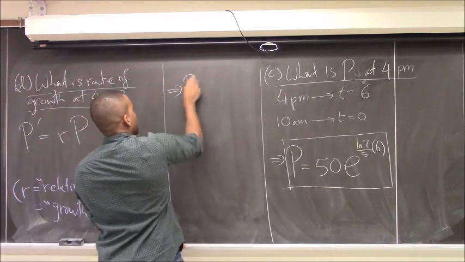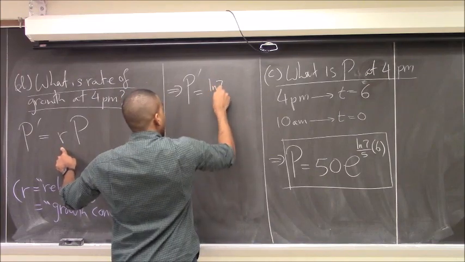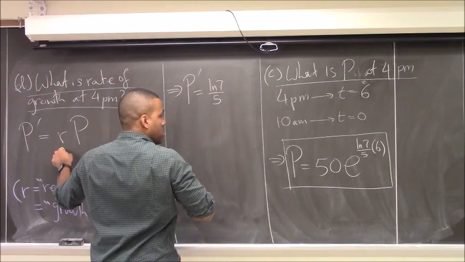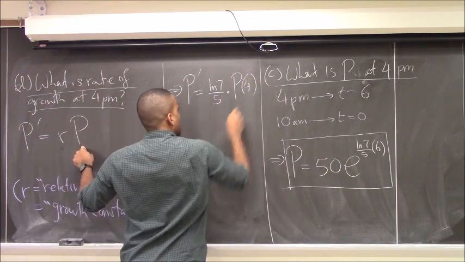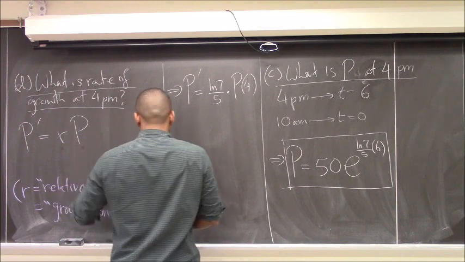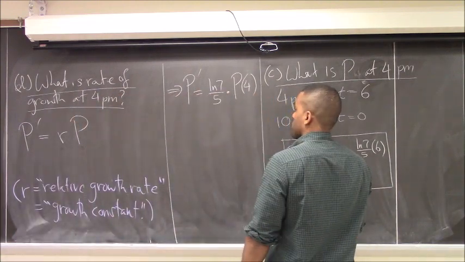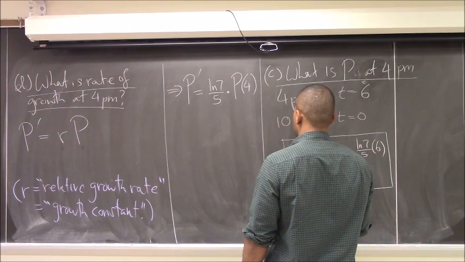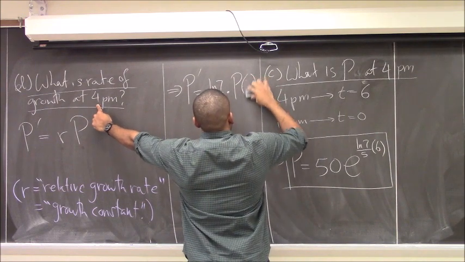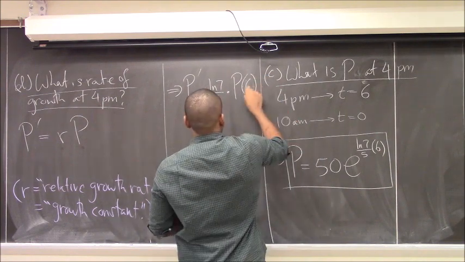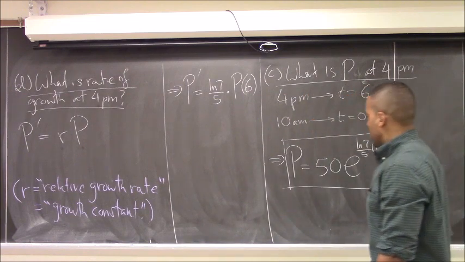So this means that P prime is equal to r, which we found, so that's ln of 7 over 5, I believe that was. And then this would be times the amount at 4, which is P of 4. It's 4 years, so it's P of 4. That's whatever we got, and that would be the answer.